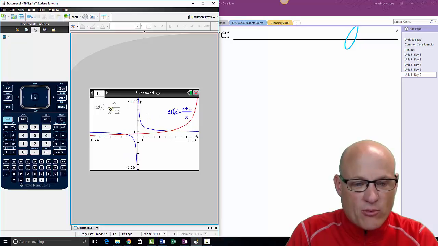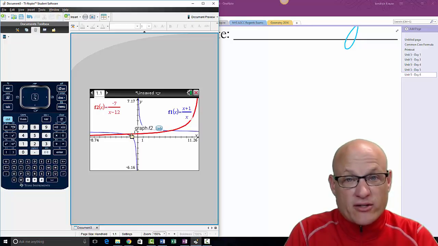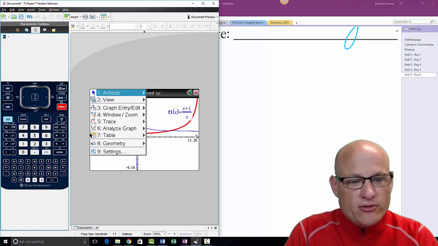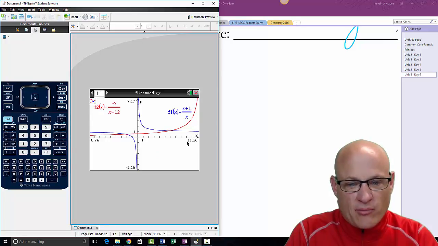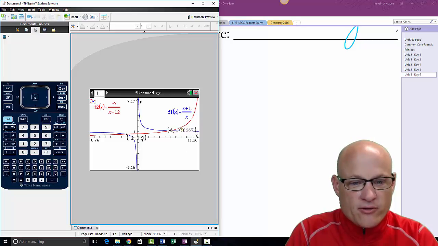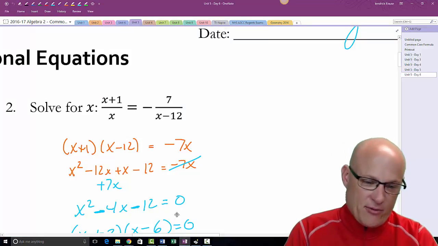They're on the graph. That's why I said this one might work. So I think what you have to do is be able to see both of the points of intersection. I think we can see them now. So then we go into menu, geometry, points and lines, intersection points. Now you just click on the two graphs you want to talk about. Boom, there it is. There's the first one, x equals 6. Can I move this? Oh, there it is. I finally got a hold of it. Negative 2. So negative 2 and 6. Those are my two answers. Yay, that worked.